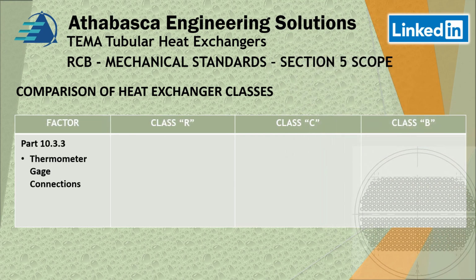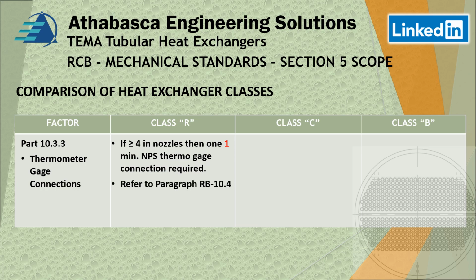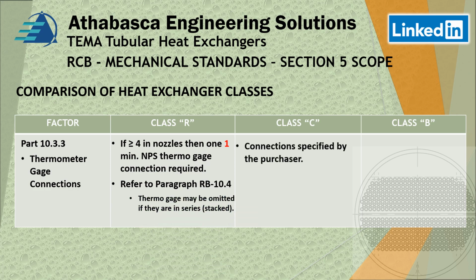Thermometer gauge connections. If the connection is 4 inch or greater, then they require a minimum 1 inch NPS connection for the thermal gauge. They also say refer to 10.4, which is the rules regarding in-series or stacked exchangers. And basically it allows you to reduce the number of thermal gauges for a congested area.